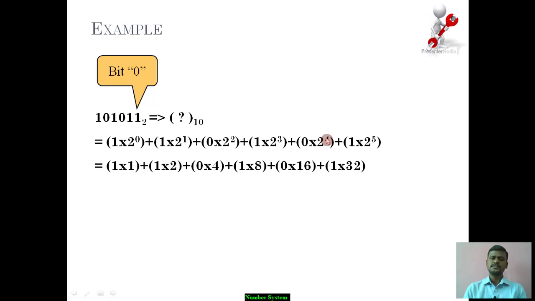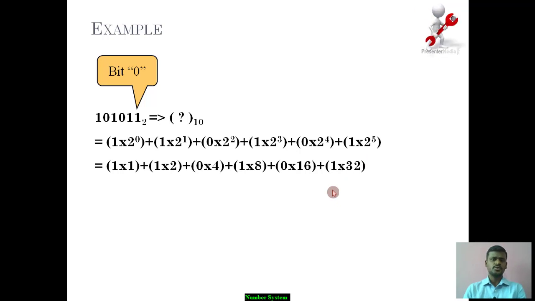Next, 2 raised to 4 means 4 times multiplied by 2, right? That is 2 into 2 is 4, 4 into 2 is 8, 8 into 2 is 16. And the final one, plus 1 into 2 raised to 5. 2 raised to 5 means 2 is multiplied 5 times. That means 2 into 2 into 2 into 2 into 2.